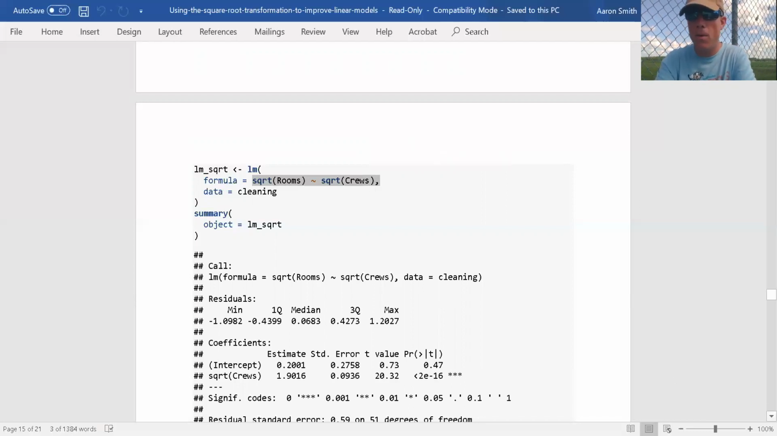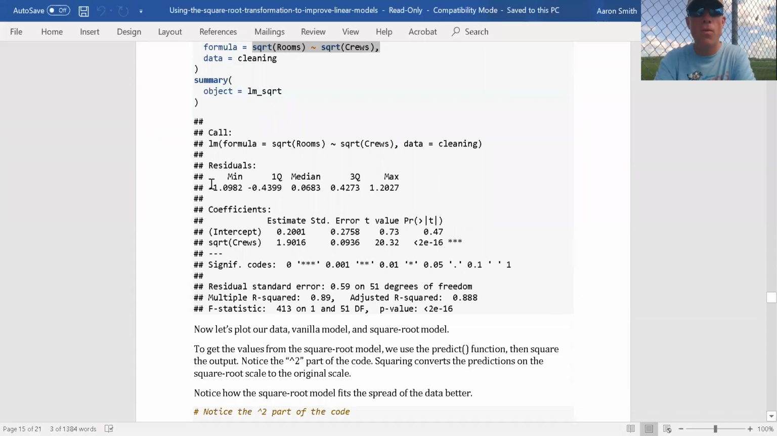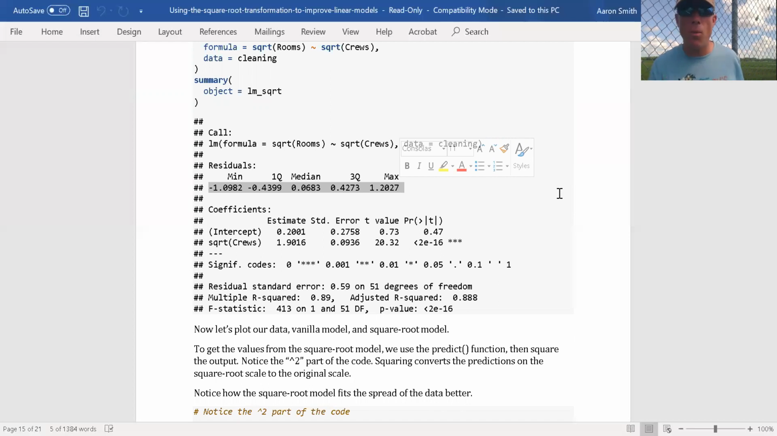All right, so now let's take a look at our residuals. First of all, they're much smaller than they were before. Now remember, this is on the square root scale. So when I interpret this, I need to take the square of it, but it's still a lot smaller than we had before. So I'm a lot happier with this model than what I had.